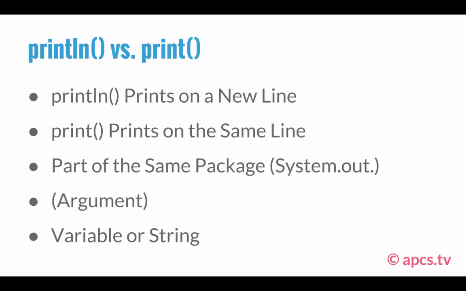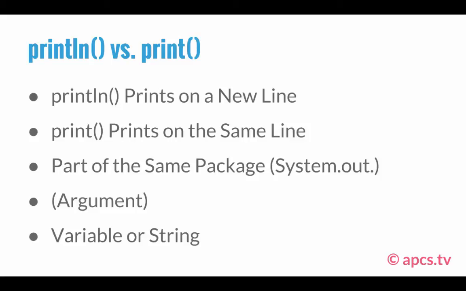Now, this brings up an important topic about println versus the print method. They're both methods, as you can tell because of their parentheses, but there are some differences, and they're not significant differences, but there are differences. So println starts printing on a new line, while the print method prints on the same line. So sometimes you may just use the print method and it may cause your output to be all jumbled up because it's all on one line.